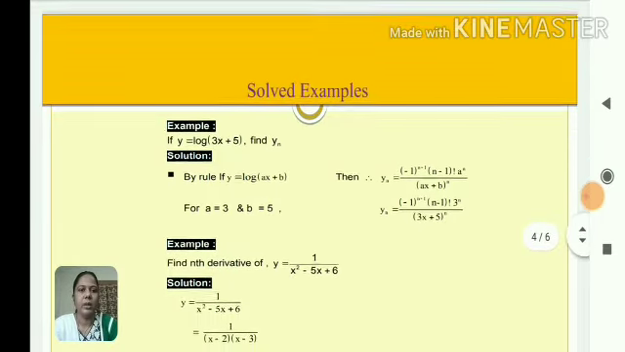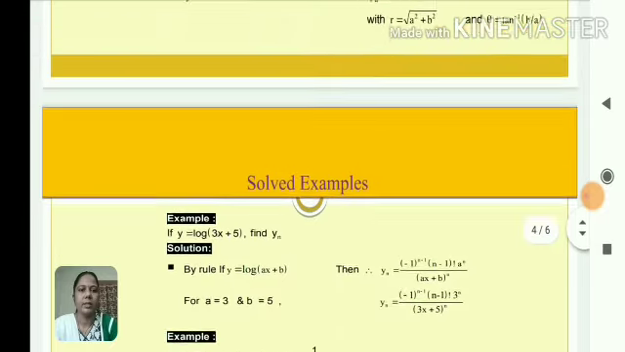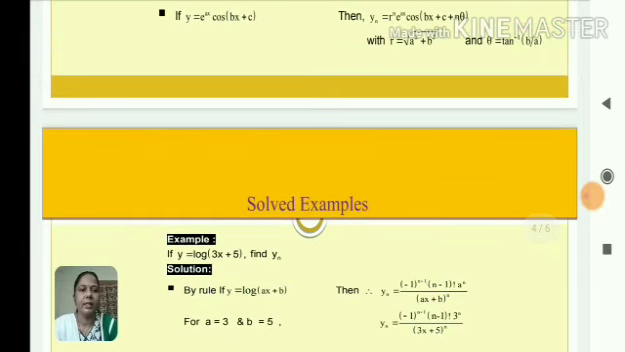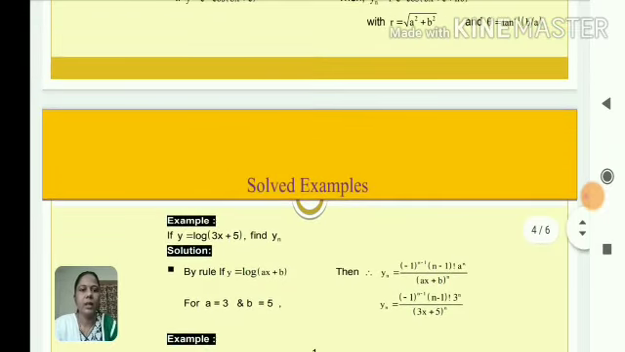Now we'll start with the solved examples. We'll see here an example. If y is equal to log(3x plus 5), then find y_n. So here the rule is, if y is equal to log(ax plus b), then y_n is minus 1 raised to n minus 1, (n minus 1) factorial, a raised to n upon (ax plus b) raised to n.